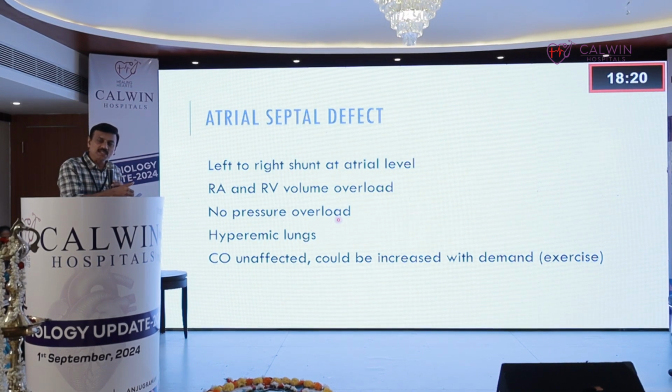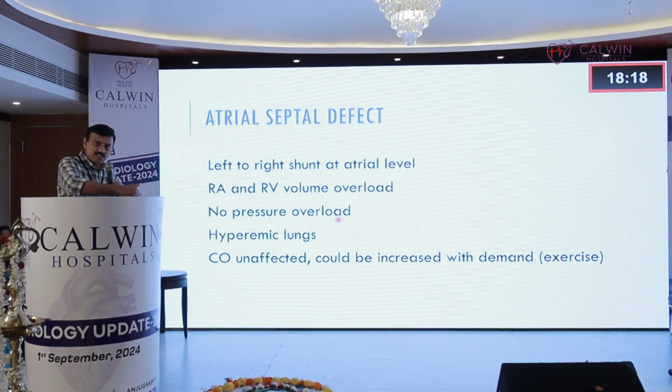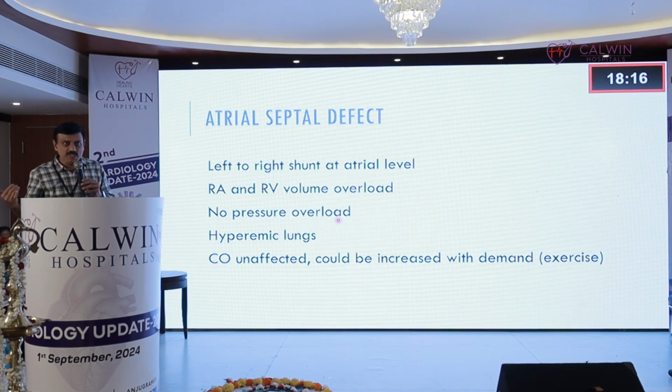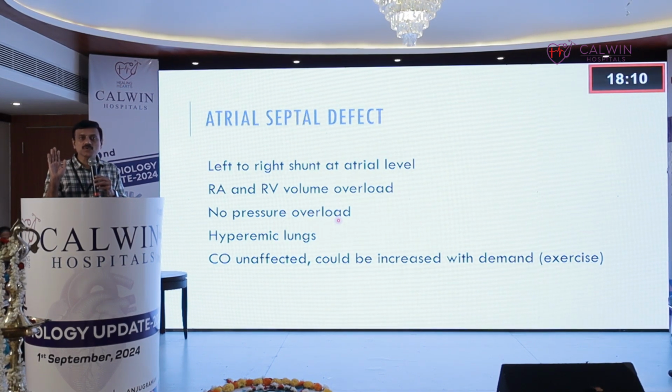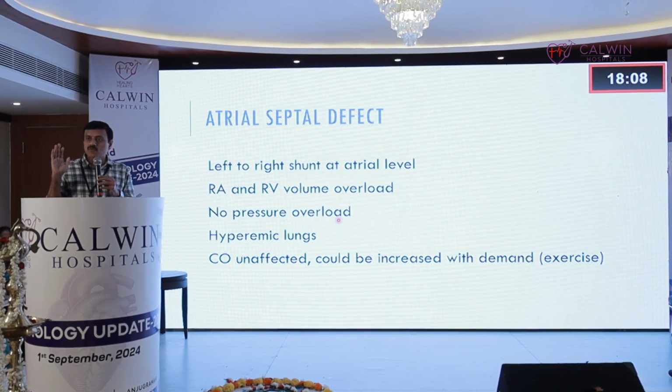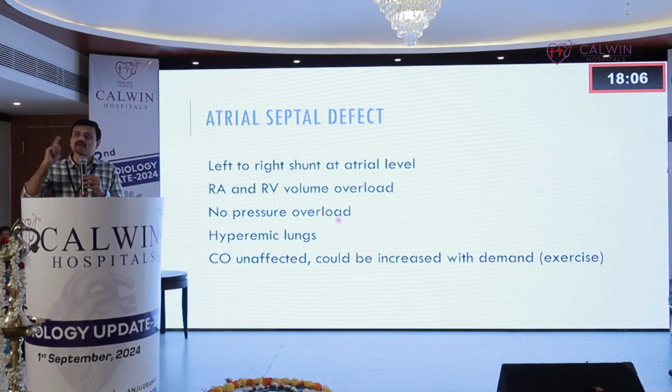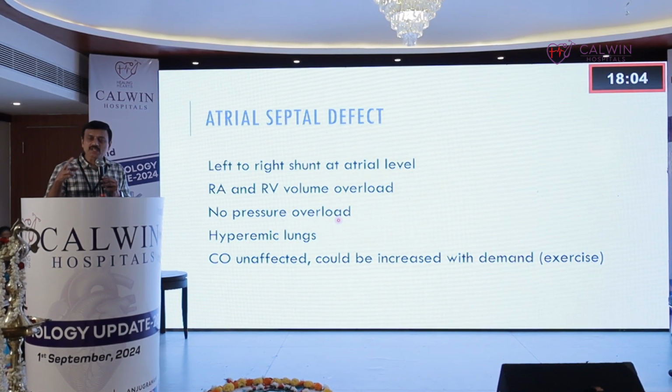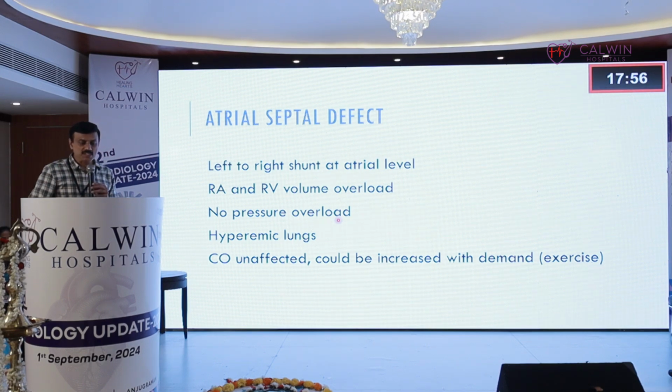But in ASD, though the pulmonary blood flow is increased 3 times the systemic blood flow, there is no pressure overload. Pulmonary artery pressure is normal, which is easily tolerated. Lungs will easily tolerate volume overload. Heart will easily tolerate volume overload, but not pressure overload. That's why, for the same shunt, a large ASD is well tolerated. They'll grow up into adults without symptoms, whereas the large VSD is not well tolerated. They'll manifest in infancy.